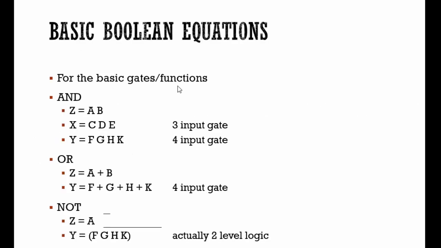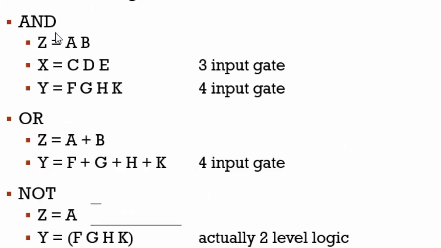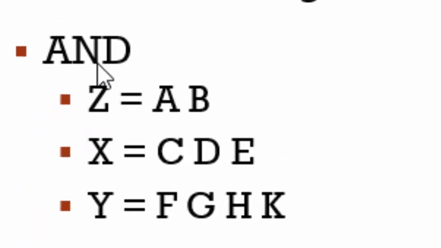Under basic Boolean functions, we have here examples of gates or functions, which we have discussed on the previous tutorial. First one is AND. We have the OR and the NOT. These are basic gates. If it's AND, this is just a sort of review. So Z is equal to AB. X is equal to CDE. So there are three, that means there are three inputs. You have two inputs. For this, you have four inputs: F, G, H, K. And your output is Y.